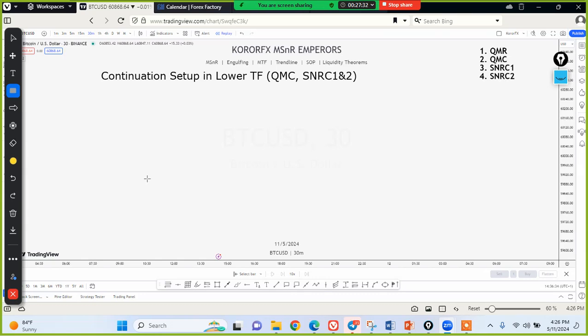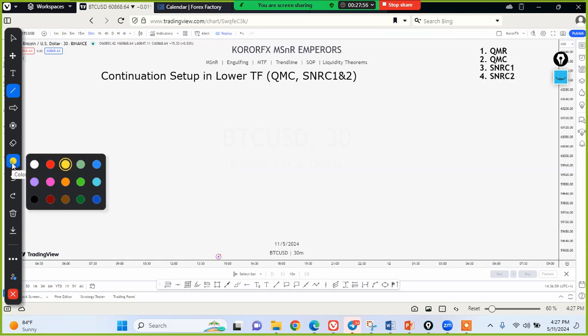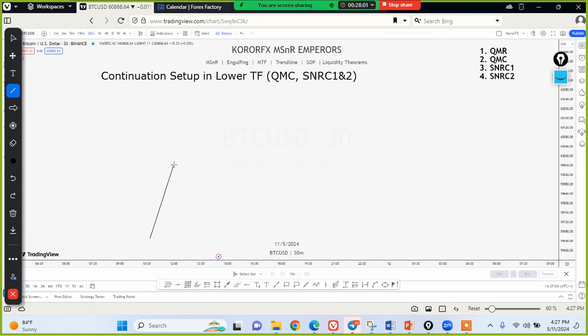What is SNRC1? SNRC1 is support and resistance continuation setup 1. SNRC2 is support and resistance continuation setup 2. So that is what I always use. Now, how does it look like? Let me show you. For example, price rallies up and then drops down. What do we have?